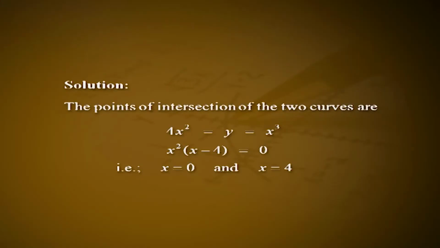Example 8. Determine the area between the cubic y is equal to x cube and the parabola y is equal to 4x square. Solution. The points of intersection of the two curves are 4x square is equal to y equal to x cube, x square into x minus 4 is equal to 0, that is x is equal to 0 and x is equal to 4.